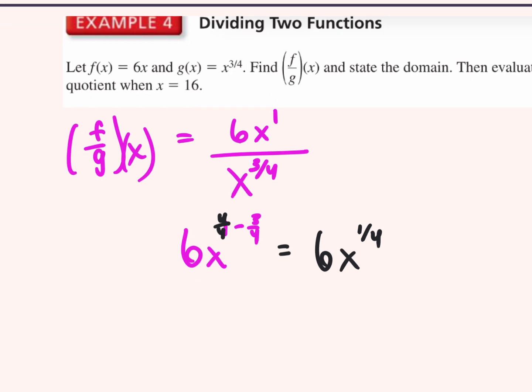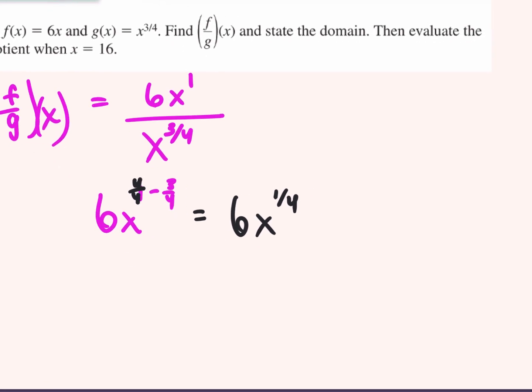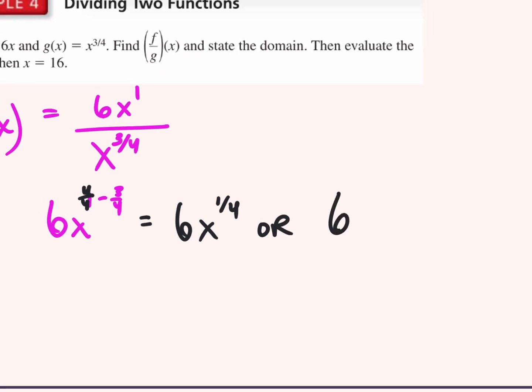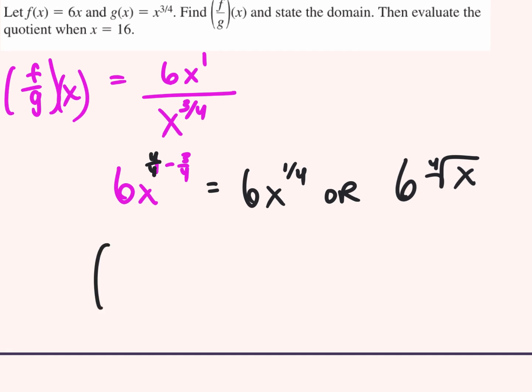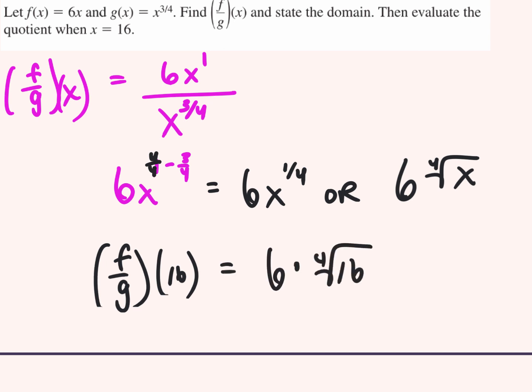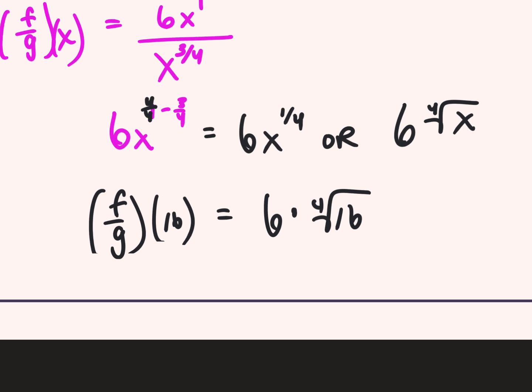Is it okay to leave it like that? Sure. It's okay. What's another way I could write it? The fourth root of x. Perfect, guys. Very good. So that is in terms of x, correct? Well, what if they want us to find f divided by g of what number did they say? 16? Okay, so I have 6 times the fourth root of 16. What number times itself 4 times gives me 16? 2. So I have 6 times 2 is 12.